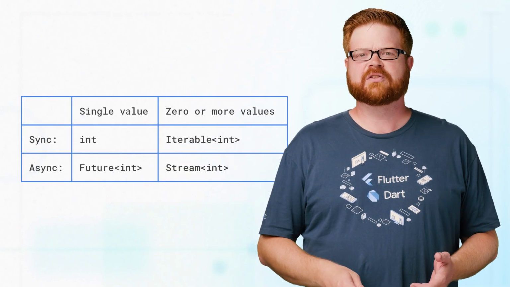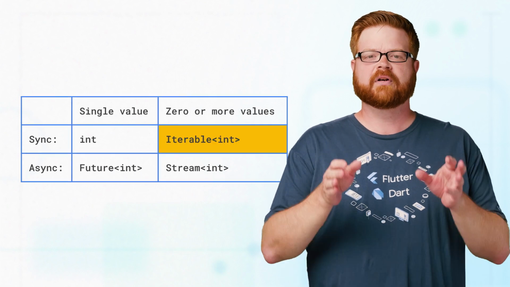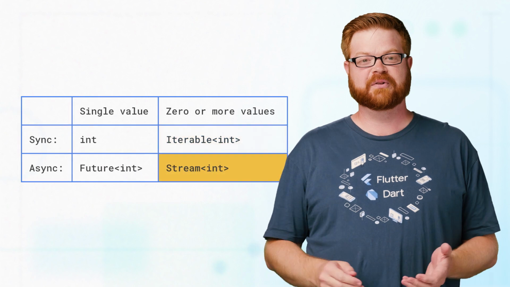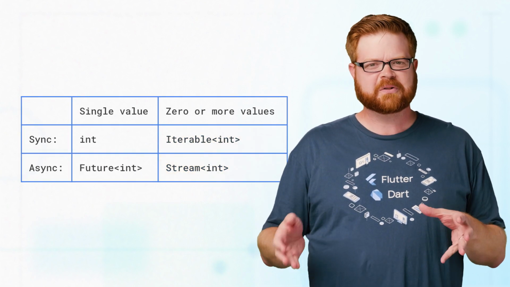In this episode, we're going to cover generators, which are functions that can produce not one, but multiple values. They can do that either synchronously or asynchronously. You may remember this chart from one of the earlier videos. A synchronous generator will have a return type of iterable, while an asynchronous one has a return type of stream. As you'll see in a second, the code for both looks mostly the same.